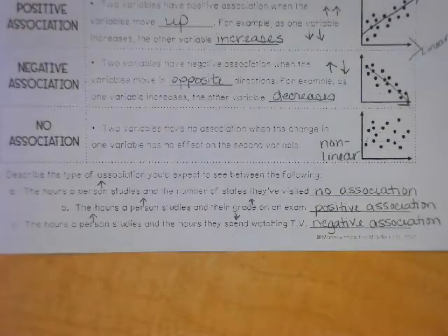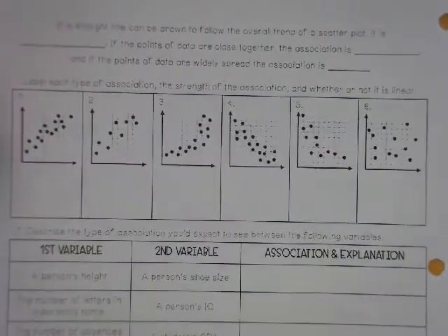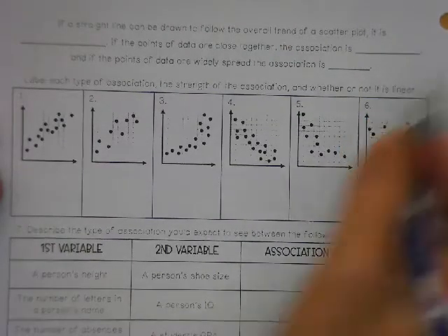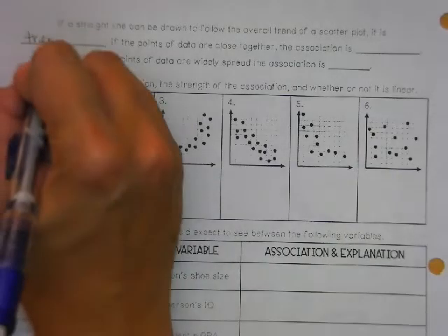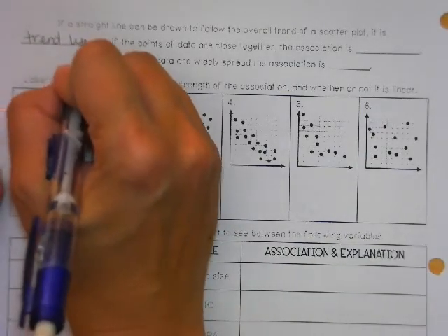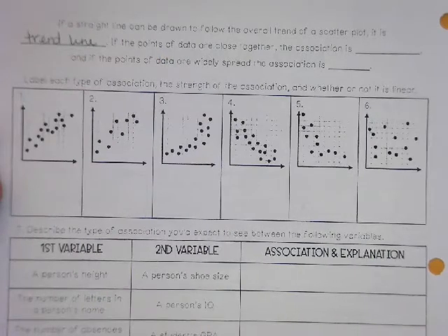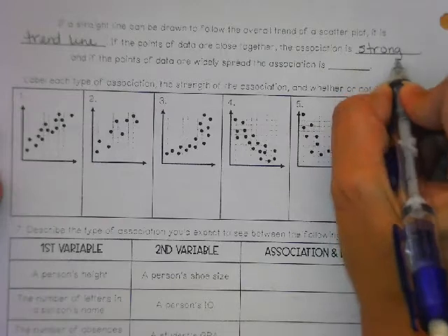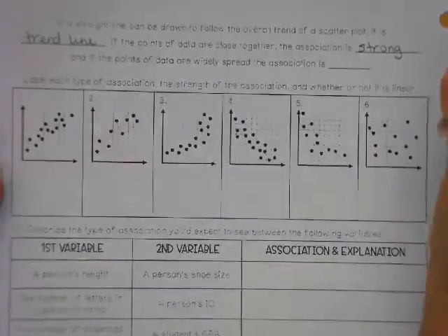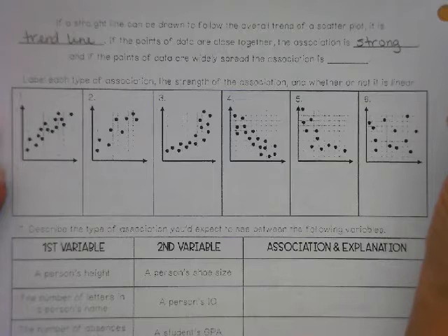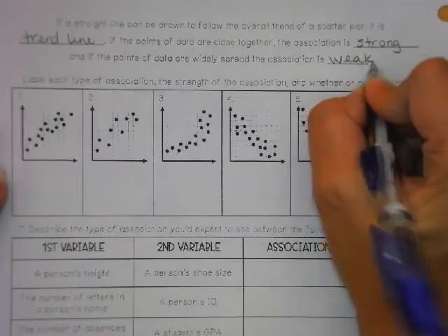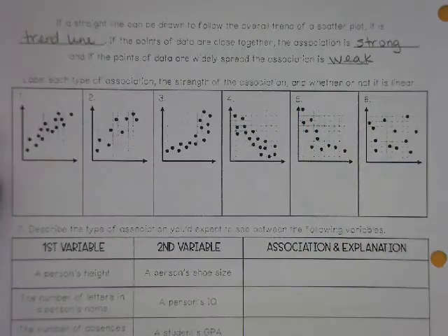All right. On the back, if a straight line can be drawn to follow the overall trend, that's what I was kind of sketching before, it is a trend line. So we're kind of showing the direction of what is going on. If the points of the data are close together, the association is strong. That means that the data is really, really close to linear. And if the points in the data are widely spread out, the association is weak. It can still be linear, it's just not going to be as close to the line.